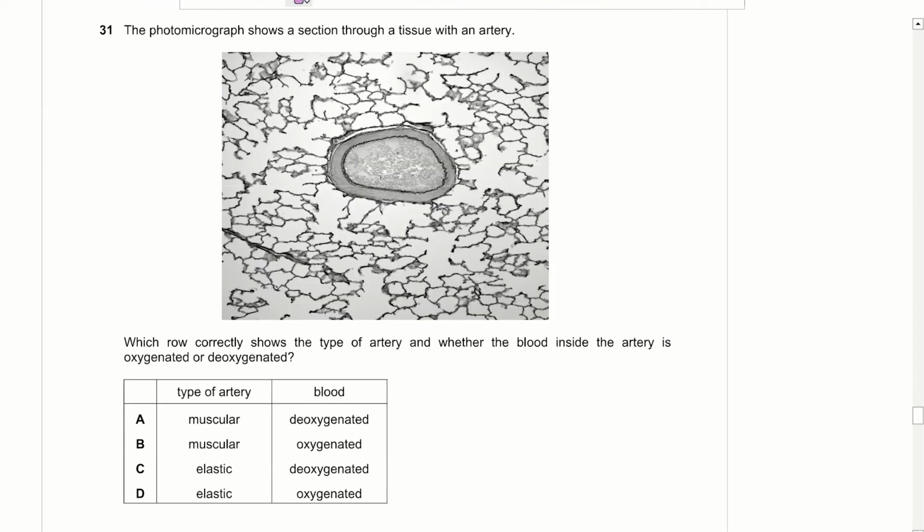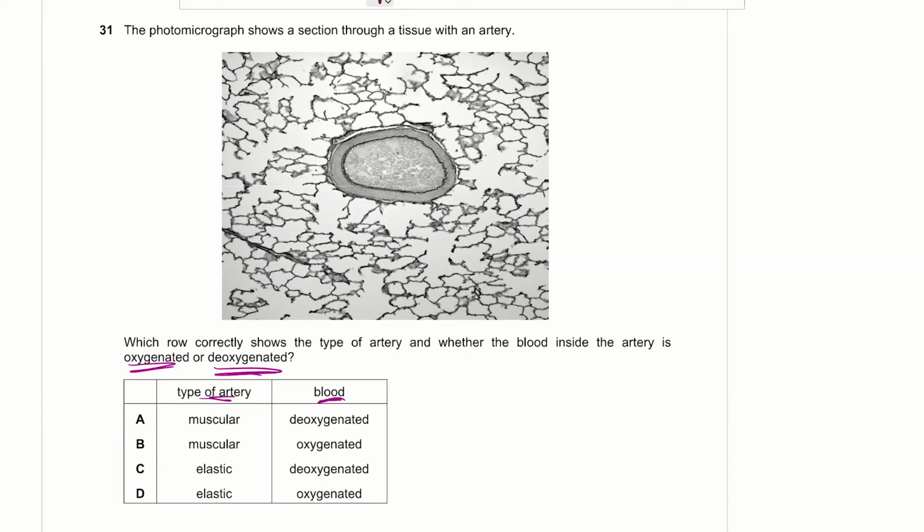The photomicrograph shows a section through a tissue with an artery. Which correctly shows the type of artery and whether the blood inside the artery is oxygenated or deoxygenated? So first of all, we have to identify a few elements. It's asking for the type of artery and the blood.